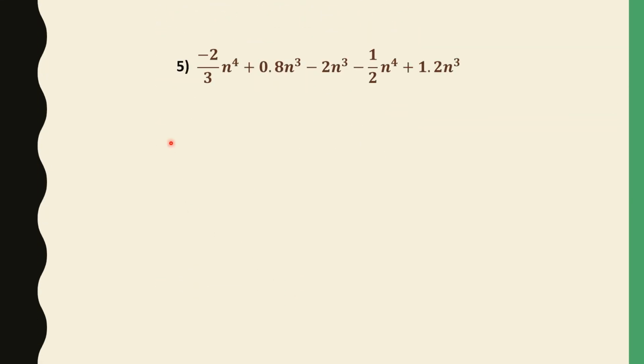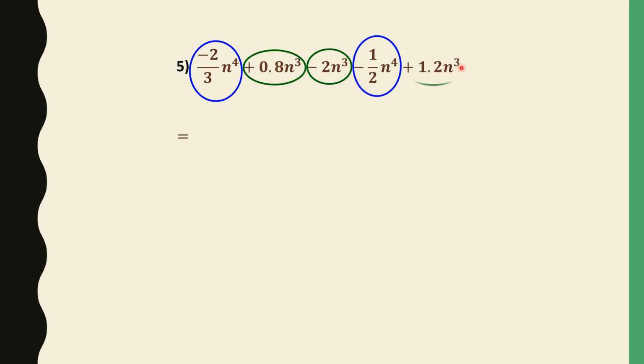Now let's continue with our final example, example 5. So let's start first. We need to find the like terms. Here we have negative 2 over 3 x exponent 4, and negative 1 over 2 x exponent 4. They are two like terms. We have positive 0.8 x cubed, negative 2 x cubed, and positive 1.2 x cubed. These are three like terms.